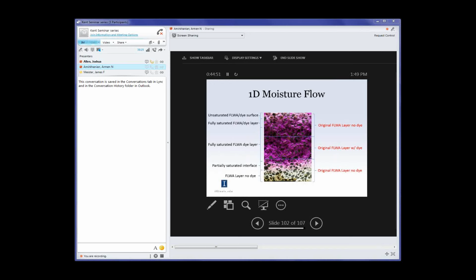And it doesn't show up. So we cast this beam in 3 layers. This bottom layer, indicated by this line here, had no dye. It's just white cement. The middle had dye. The top had no dye. After 3 days, we get this.